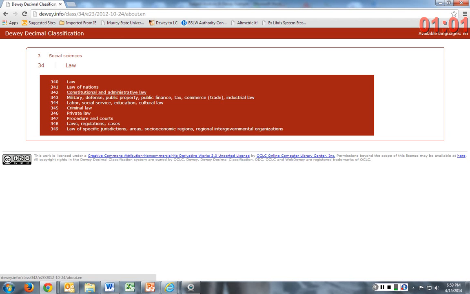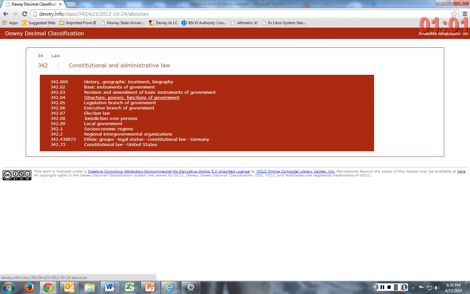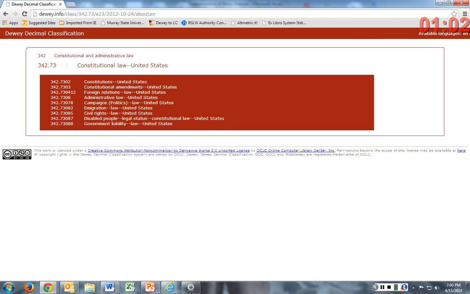Oh, we have one, 342, Constitutional and Administrative Law. Now, usually 342 is used for copies of laws, the actual laws themselves. So I'm not real thrilled about this number, but along with the laws, oh, here we go, Constitutional Law, United States. Along with the law are also books about the laws. So let's take a look at this. Oh, look, we have a number for the Constitution. So if we actually had the Constitution, we could put it in 342.7302.